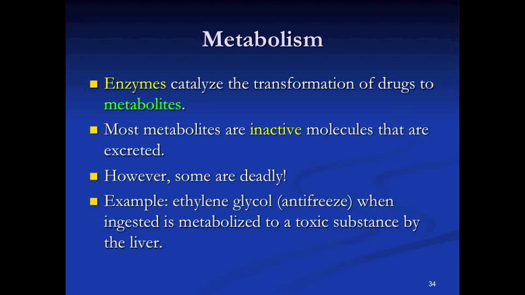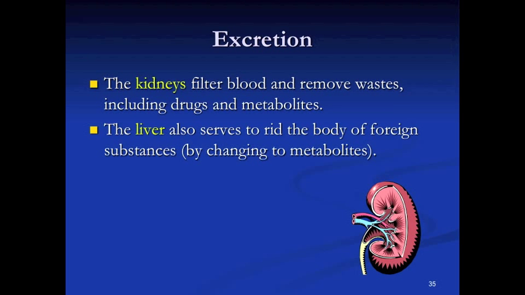Metabolism is the body's process of changing drugs. These transformed drugs are called metabolites. The majority of metabolites are inactive, but some metabolites can be active and produce effects until they are further metabolized. The liver is a major site of drug metabolism. Enzymes found in the liver transform drugs into metabolites. Metabolism and excretion combined are referred to as elimination. Kidneys are responsible for filtering blood and removing waste materials that include drugs and metabolites.